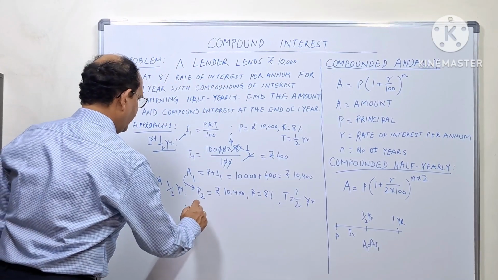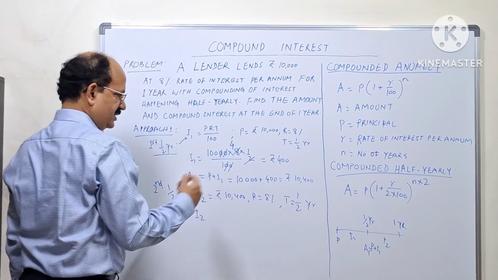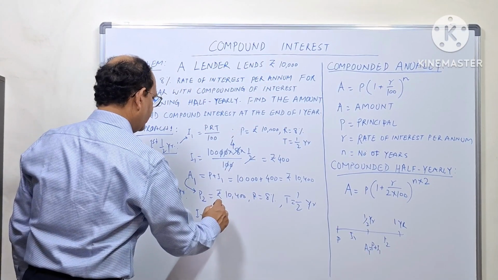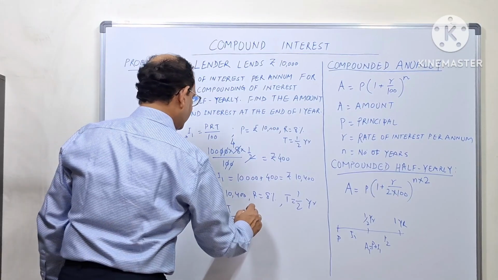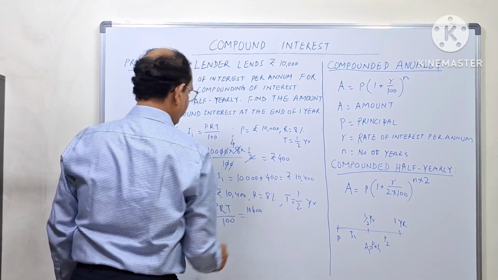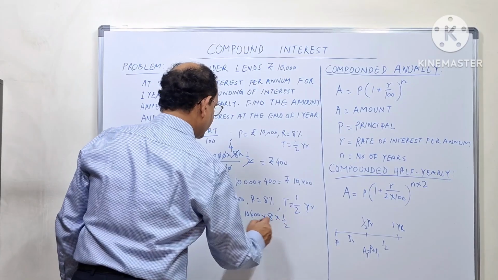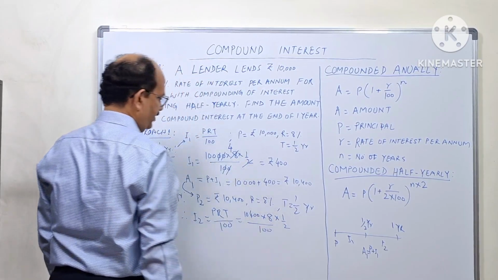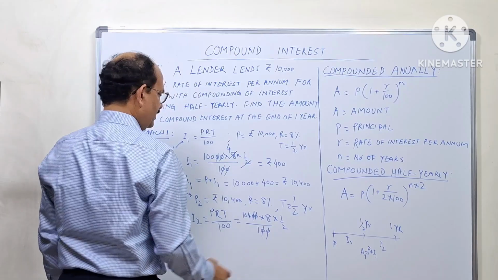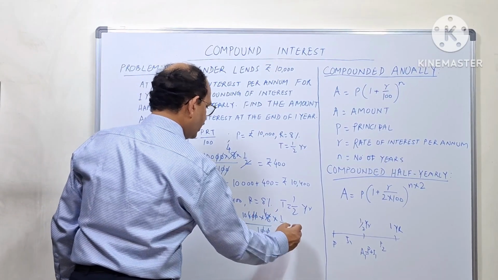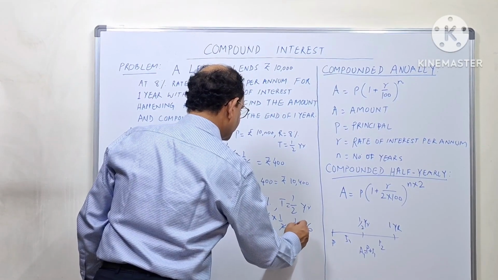So now what will be the interest earned during this period, that is the second half year? That will be again P into R into T divided by 100. P this time is 10,400 multiplied by rate of interest 8 multiplied by time is equal to half, divided by 100. So this time if I do the calculations, then this is 4, and therefore this becomes 416.